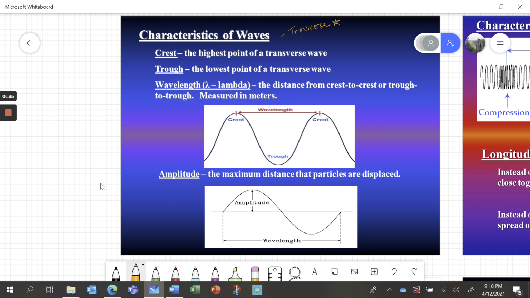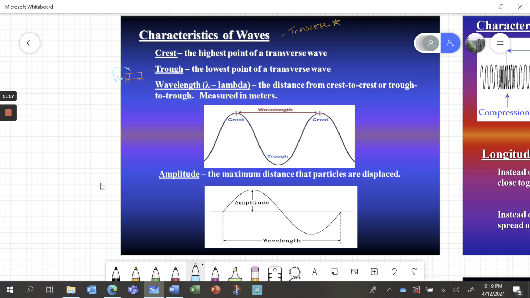The crest of a transverse wave is the highest point. The trough is the lowest. The word trough can also refer to, like in agriculture, watering things that kind of look like this for cows. So like a cow would come up to this and drink out of it. This is a blue cow, I guess. That's a cow. But yeah.